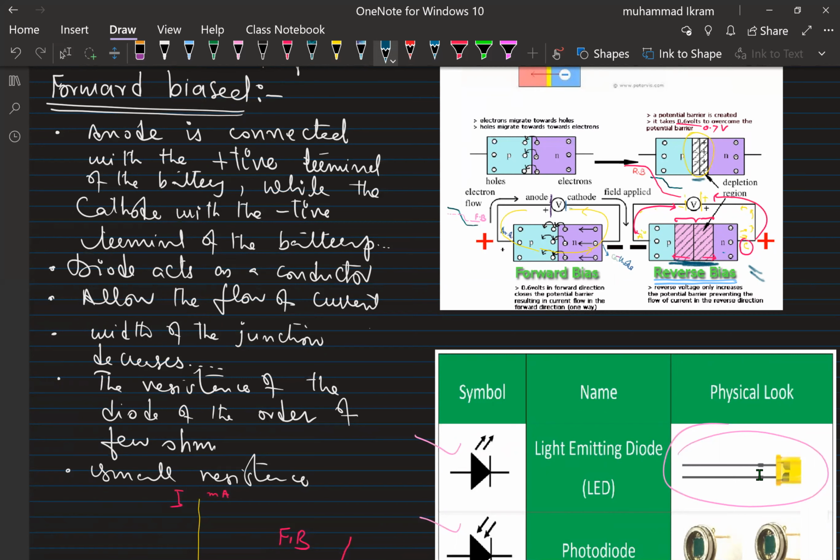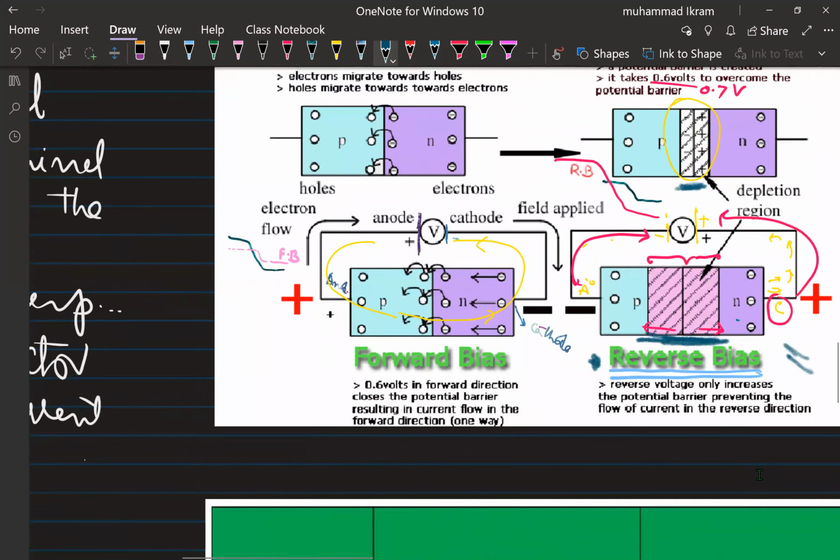But in the reverse bias condition, this is the cathode of the diode, and this is the anode of the diode. When the anode is connected with the negative terminal of the battery, and the cathode with the positive terminal of the battery, then the width increases. Why? Because here it is connected with the positive terminal of the battery. So what happens? All the free electrons will be attracted towards this end.